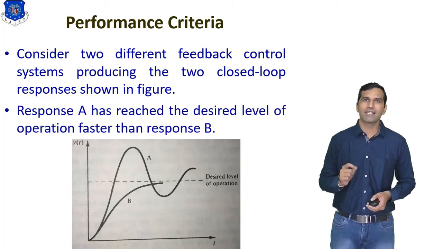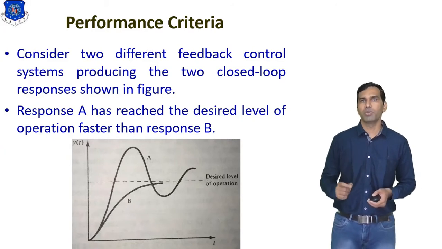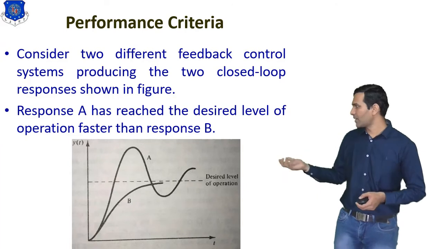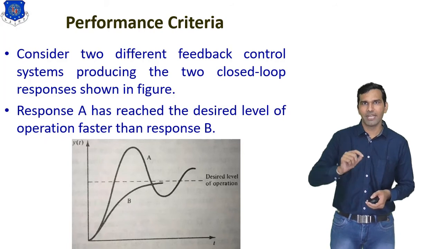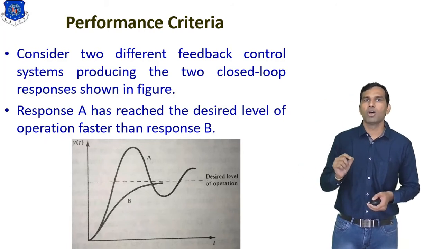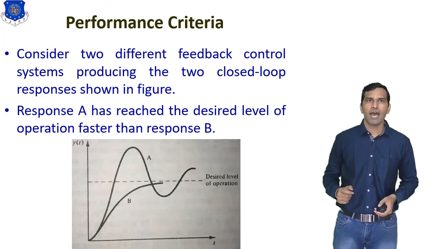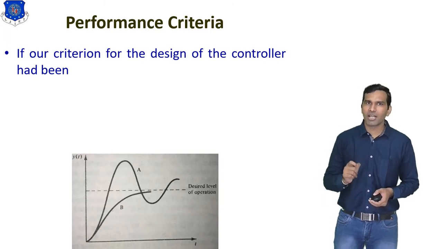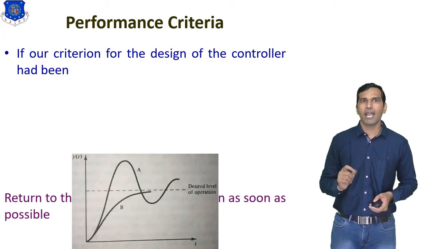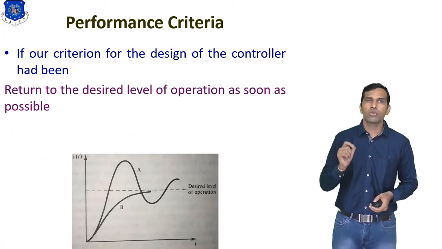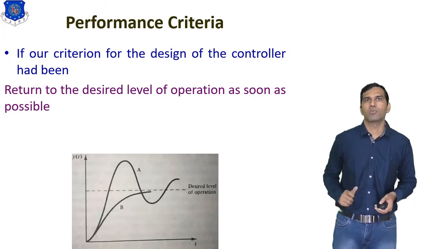The response A has reached the desired level of operation faster than the response B. Now we can see in the figure here, by figure we can understand the response A has reached the desired level of the operation faster as compared to the response B. Now, if our criteria for the design of the controller had been, the first criteria is what? To return to the desired level of the operation as soon as possible.